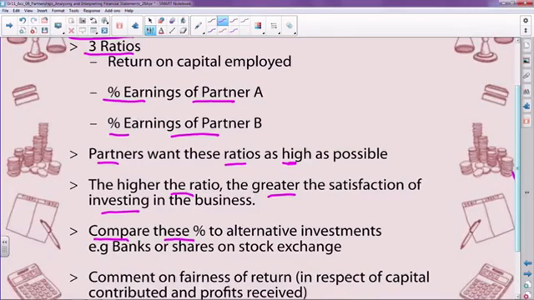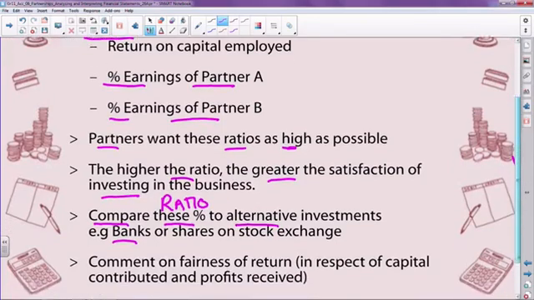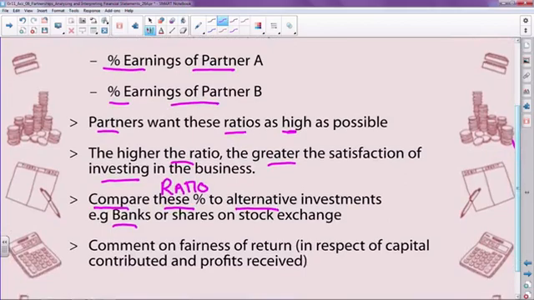I'm talking about obviously the ratios. So you're going to then compare the ratio percentages that you calculated to alternate investments, for example, banks, shares on the stock exchange, etc. And then the last point to remember is it is a partnership, so you may be asked to comment on the fairness of the return, especially in terms of the capital contributed by each partner, as well as the profits received by each partner.